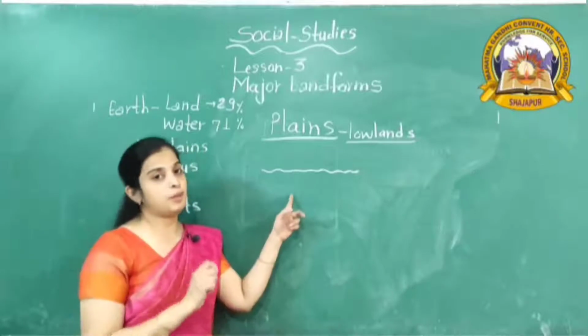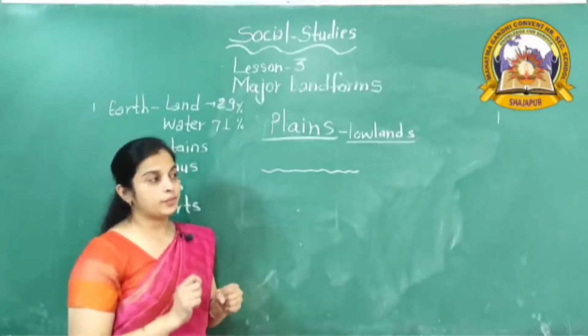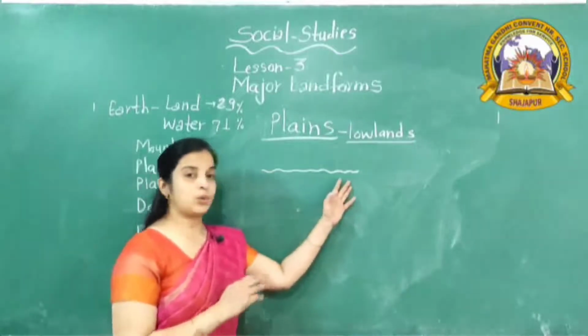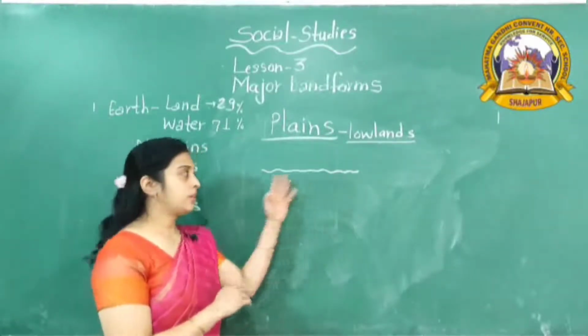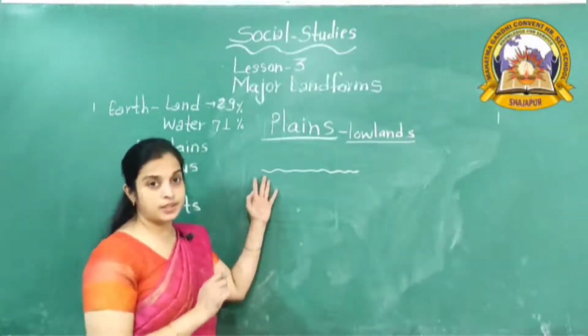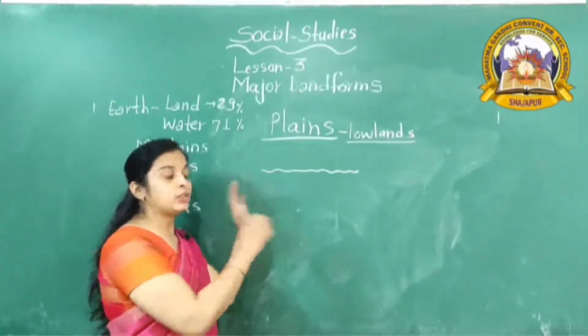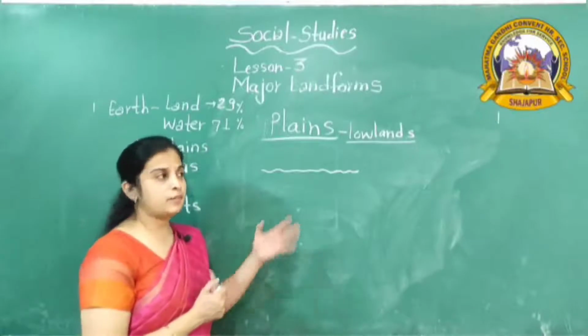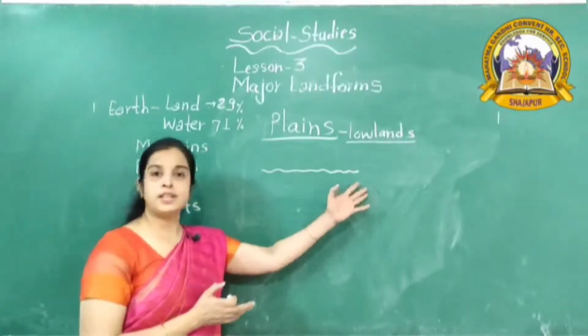Plains are thickly populated. Why? Because it is easy to grow crops here. Crop grow करना यहाँ बहुत easy होता है. And major cities are also located on plains. We set up a lot of industries on plains. Why? Because transportation is also very easy.